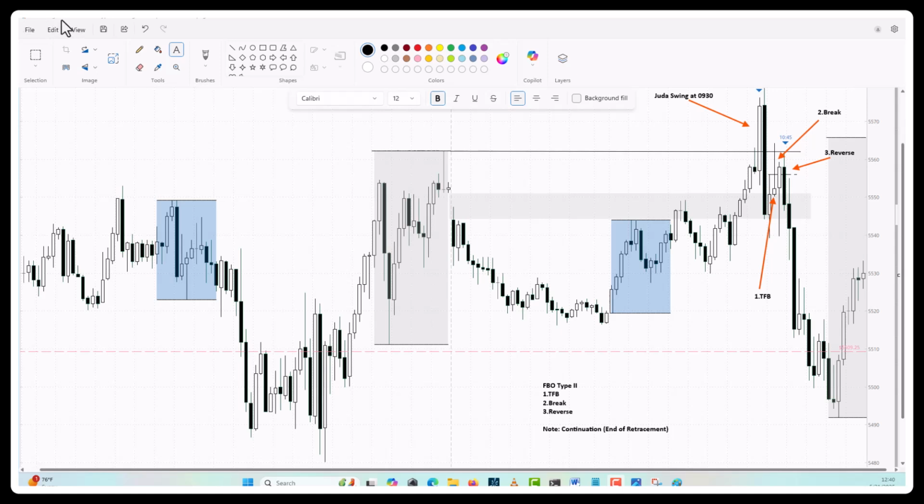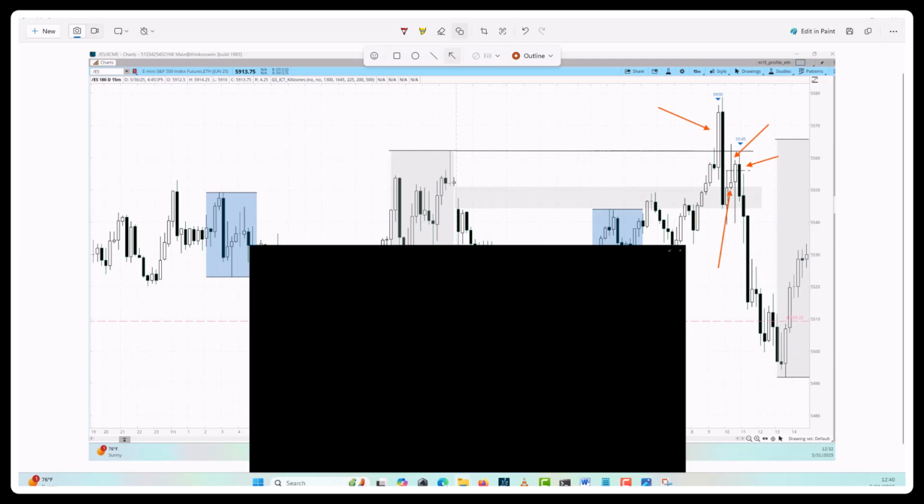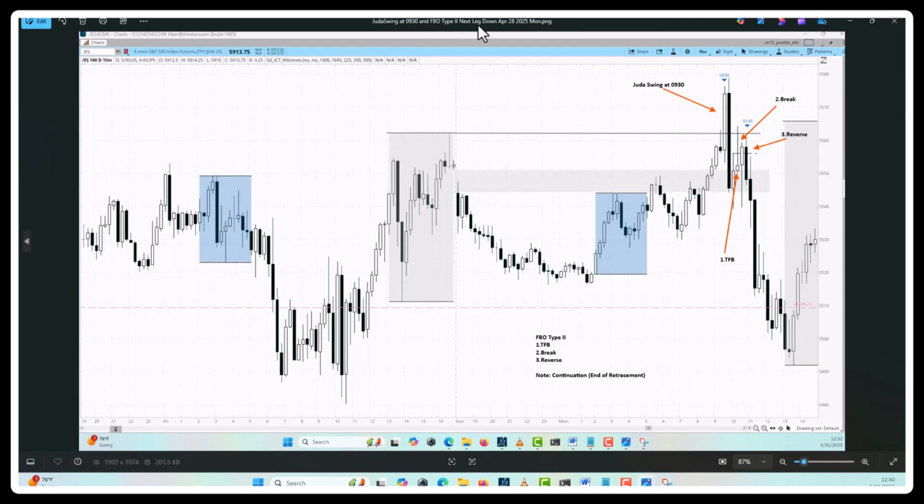So we put right there, it's the Utah swing at 9:30, and also it's combined with full breakout type 2. Is that right? Yeah, full breakout type 2. I think we mixed both types right there. Alright, we just fix this. Let's close this. Yep, so type 2, next leg down, which is continuation right there.